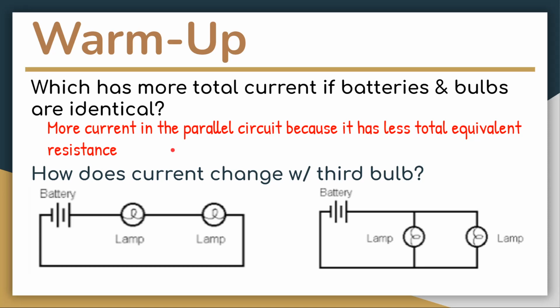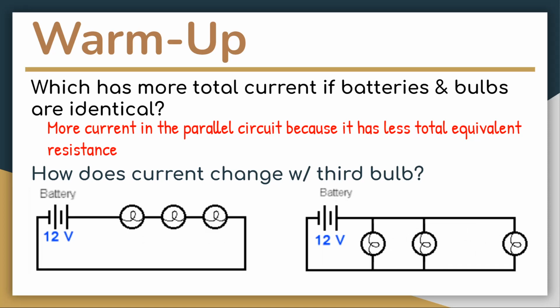How does the current change if a third bulb is added to each? So a third bulb is added in series to the one on the left-hand side. If a third bulb was added in parallel to the one on the right, maybe it looks something like this now. So how would my current change? Looking at the series circuit, if I did this, is my current going to be more or less than it was before? Less. Okay, because I have just increased the resistance of that circuit.